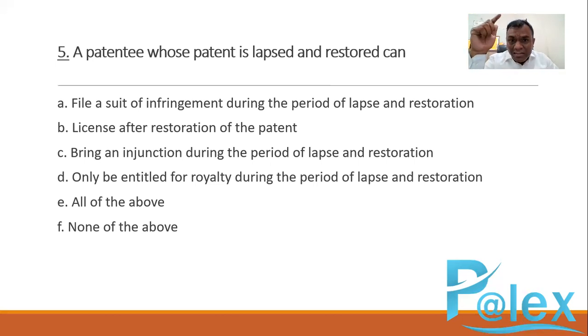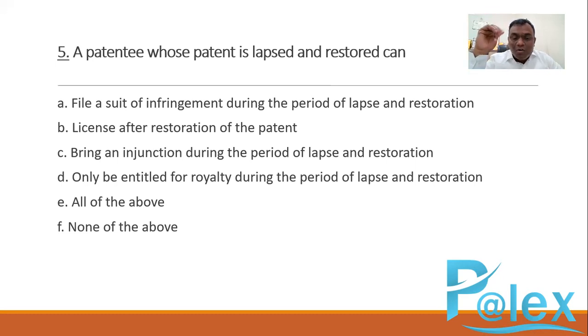So that is a wrong answer. During that time, you cannot bring an injunction because you don't have the right, and you cannot go to court enforcing your rights. C is also a wrong answer. D, only be entitled to royalty during lapse and restoration. So you don't have rights, how would you get a royalty out of it? So I have eliminated A, C, D.